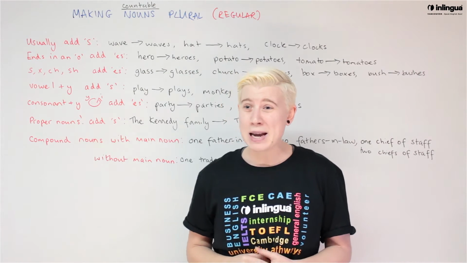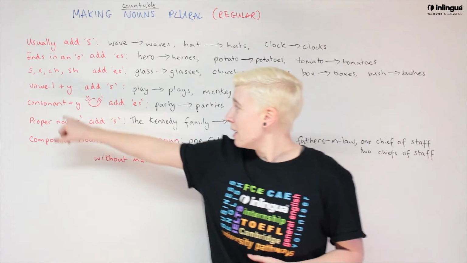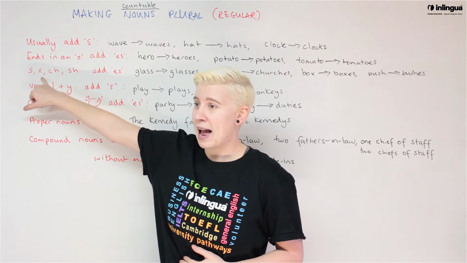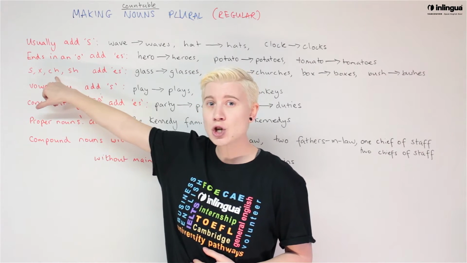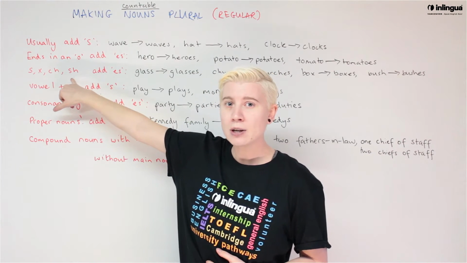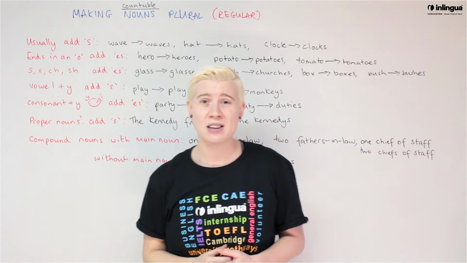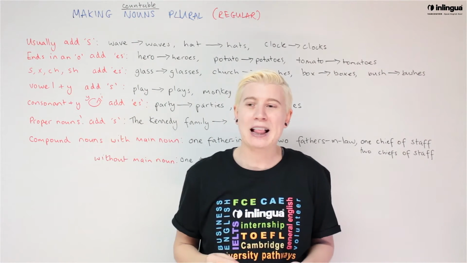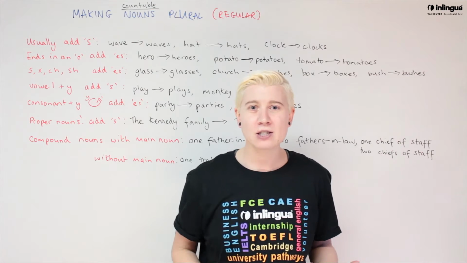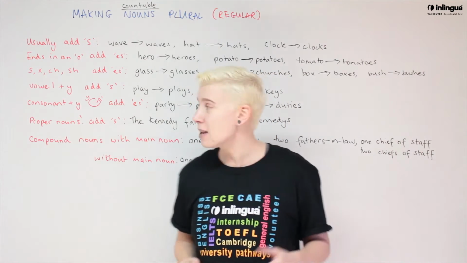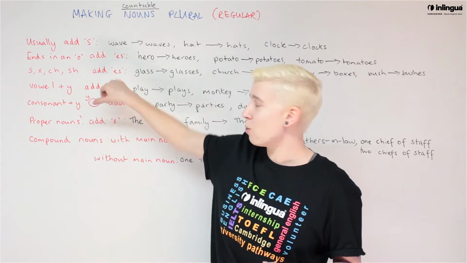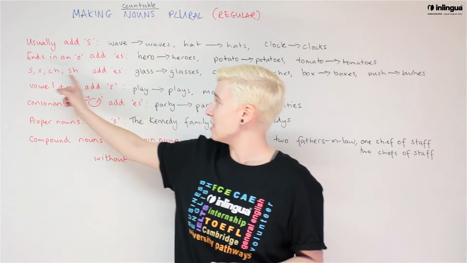Then we've got some sounds that we can't just put an S on the end, and I'll tell you why. It's because they're really difficult to say. If a word ends with an S, an X, a CH, an SH, then putting an S only on the end is really difficult to say. You make a weird noise. So to make it easier to speak, someone decided we should also add an ES to these sounds.